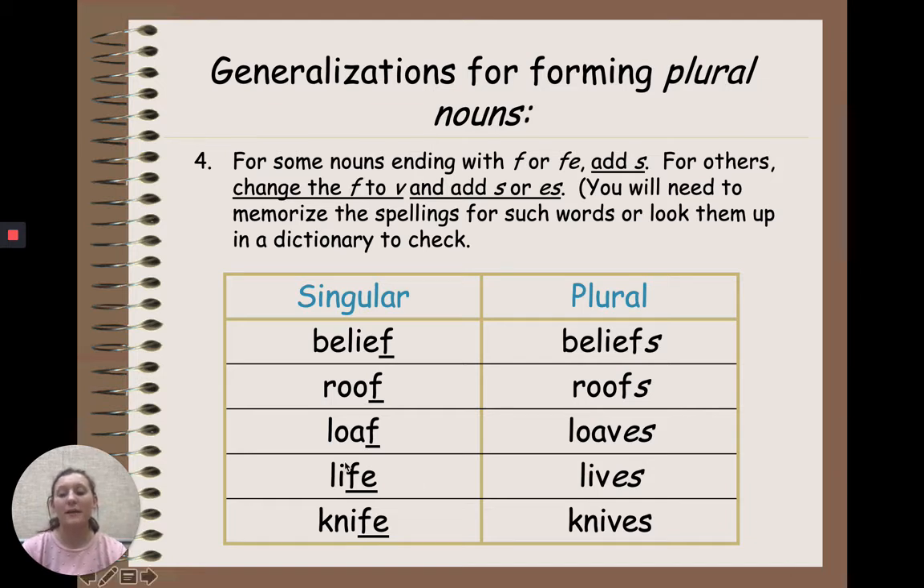So next we have life, and we don't say lifes, but we take the F and the E off, and we change it to V and add ES to make lives as our plural to life. And lastly, we have knife as singular, and again we end with that FE, so we're taking that off and we're adding V and then adding the ES to have knives as our plural to knife.